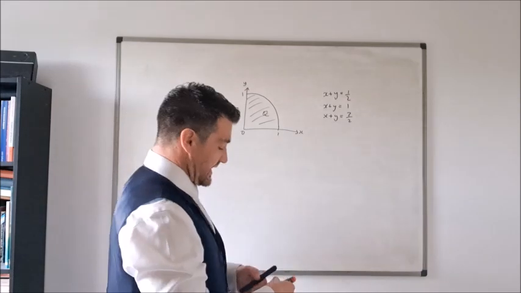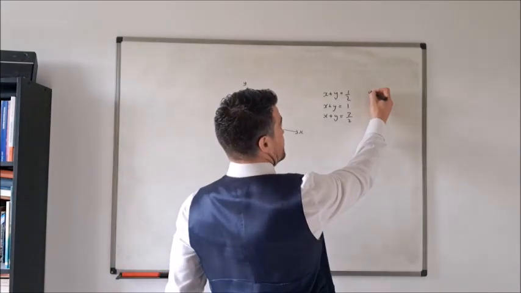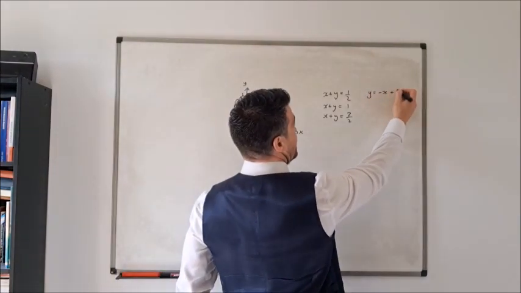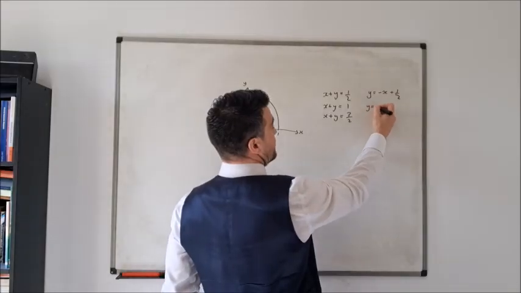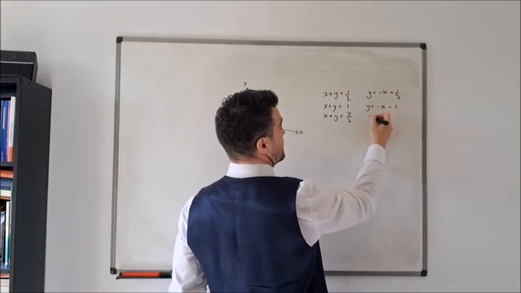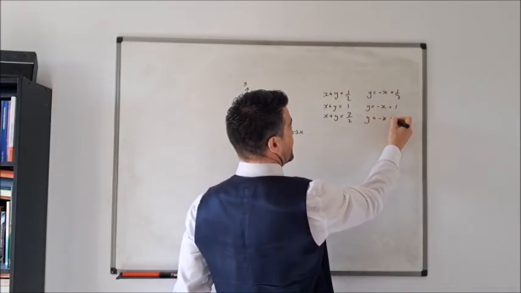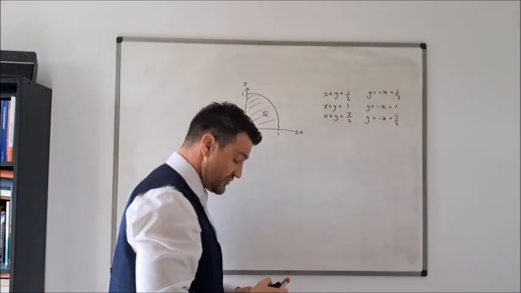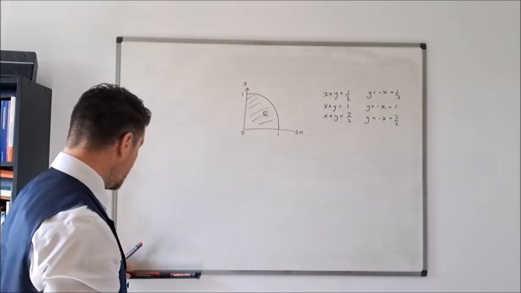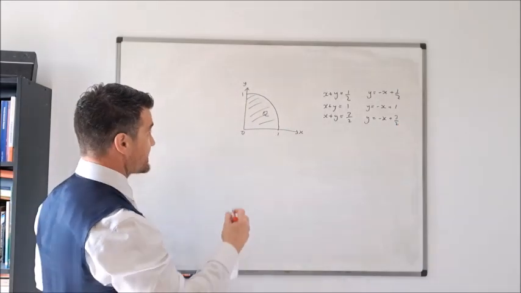x plus y equals a half. Obviously, we can think about this as y equals minus x plus a half. We can think about this as y equals minus x plus 1. And we can think of this as y equals minus x plus 3 halves. So we're just drawing some straight lines on here. Okay, there's nothing difficult about this.